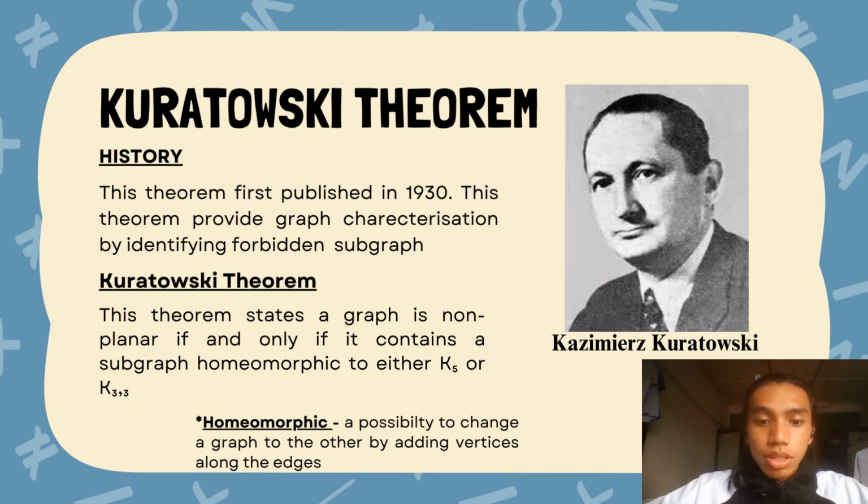This theorem states that a graph is non-planar if and only if it contains a subgraph homeomorphic to either K5 or K33. And you must be wondering what is homeomorphic. Homeomorphic is the possibility to change a graph by adding vertices along the edges. And any graph that has a homeomorphism, or homeomorphic result, of K5 or K33 is not counted as a planar graph.